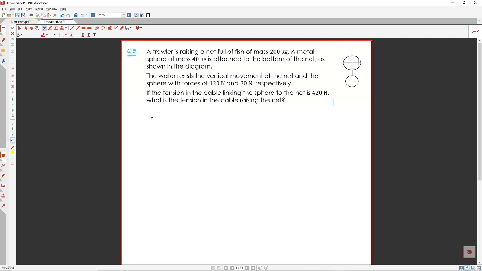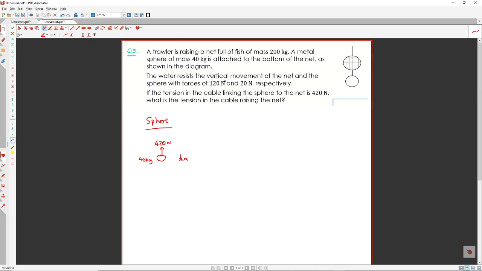Okay, so let's do this sphere at the bottom here. Okay, we've got a blob. We know the sphere has a mass of 40 kilograms. We'll pop that at the side. Okay, we don't know what the acceleration is. I'm going to assume that it's upwards. If that's not true, it'll just turn out that A will end up being negative if I calculate it. Okay, and there's a tension force pulling this up. We know this tension because it says the tension in the cable linking the sphere to the net is 420. So this force here is 420 newtons.